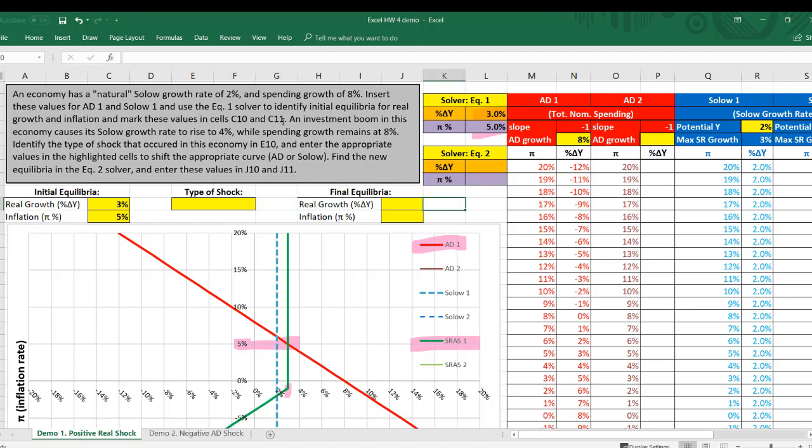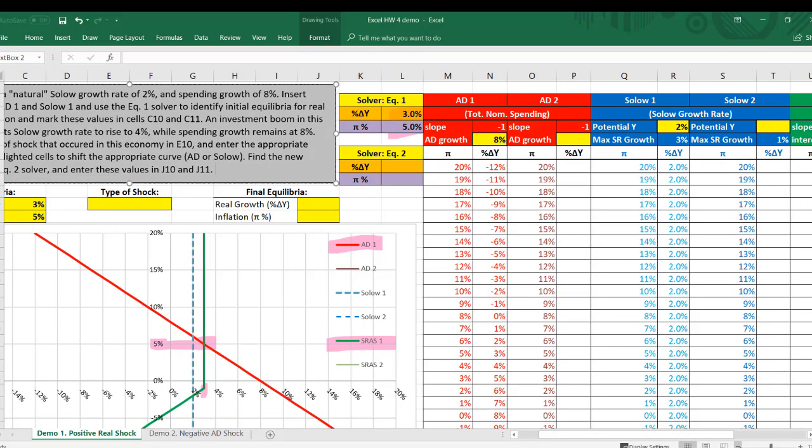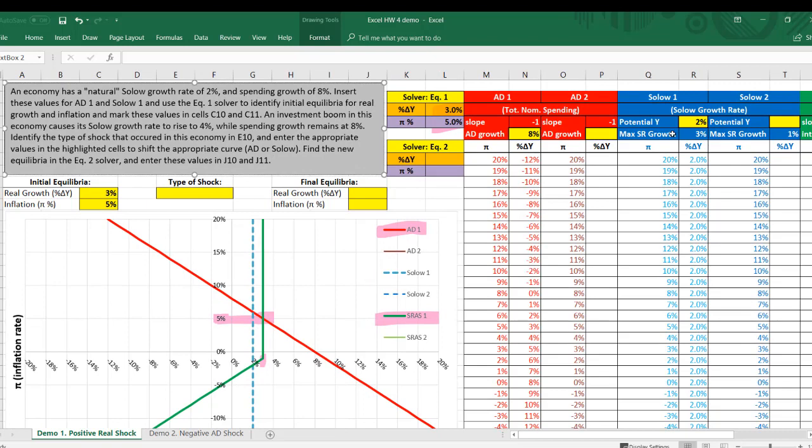Okay, so let's keep reading the scenario. It says, an investment boom in this economy causes its solo growth rate to rise to 4%, while spending growth remains at 8%. Okay, so that's going to be AD2 and solo 2. Now we might have to scroll over here a little bit to find the solo 2, or you know what, we can zoom out. Let's do that so we can see the graph at the same time. And watch what happens when I change the solo growth rate to 4%.